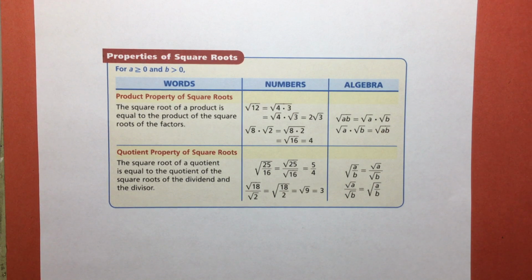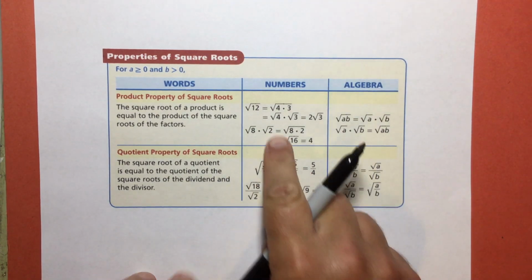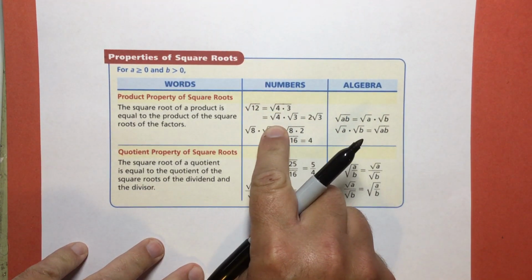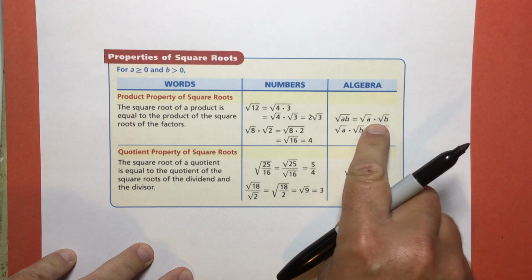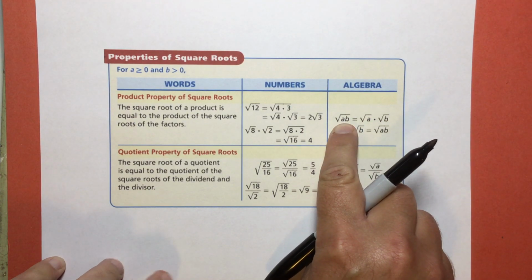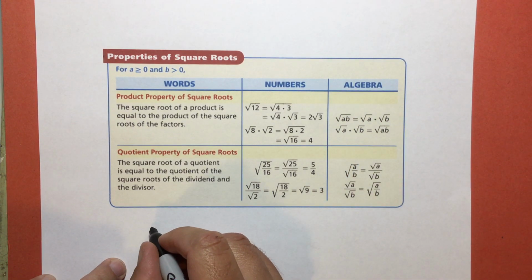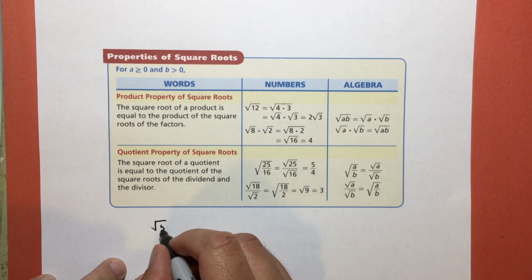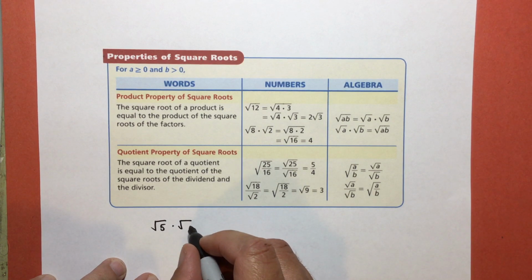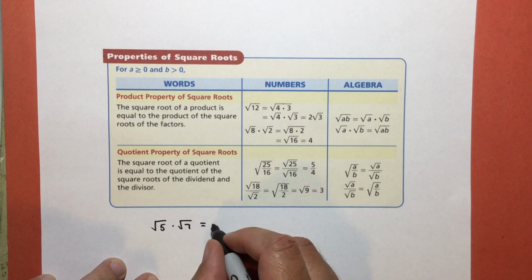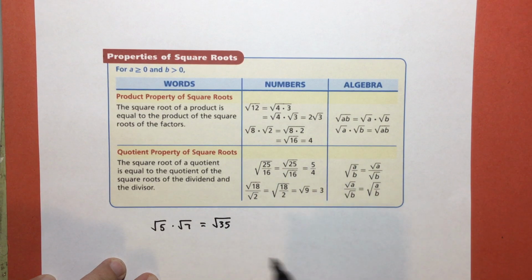All right, so the product property says that, and actually it's kind of confusing the way they have it here. Usually we start with that side, we end up with that side. So the product property says, if I have the square root of 5, and I'm going to multiply that by the square root of, let's say, 7, that's going to be equal to the square root of 35, and vice versa.